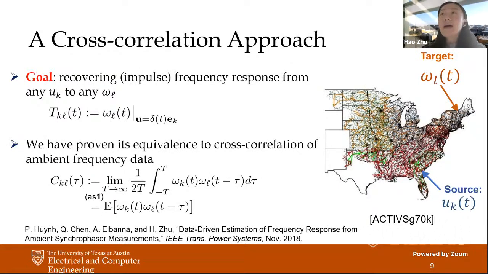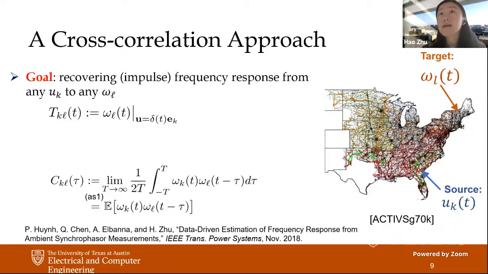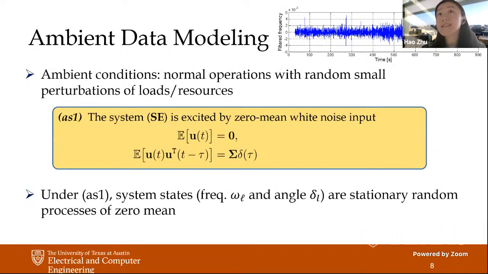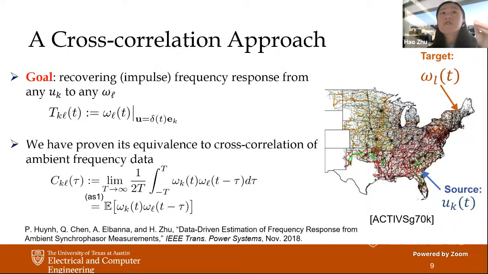We have shown analytically that if I have these noisy measurements at these two locations, like the measurements you've seen from the last slide, then by cross-correlating them, we will be able to recover this impulse response of interest. This is the main result that we have established.